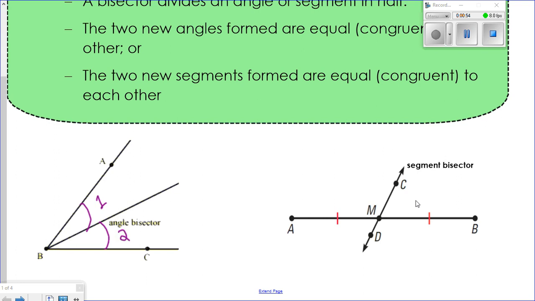Now over here you have a segment bisector. So the segment bisector, which would be line DC here, is cutting segment AB in half. And so that means that segment AM has to be congruent to segment MB, and that's why these segments are marked with the little red tick marks. So when you see the tick marks, that's telling you that the segments are congruent. When you see the arcs, that's how you know the angles are congruent. Okay, and so another way to look at this is M has to be the midpoint of AB because this is where the bisector actually cuts this segment in half.